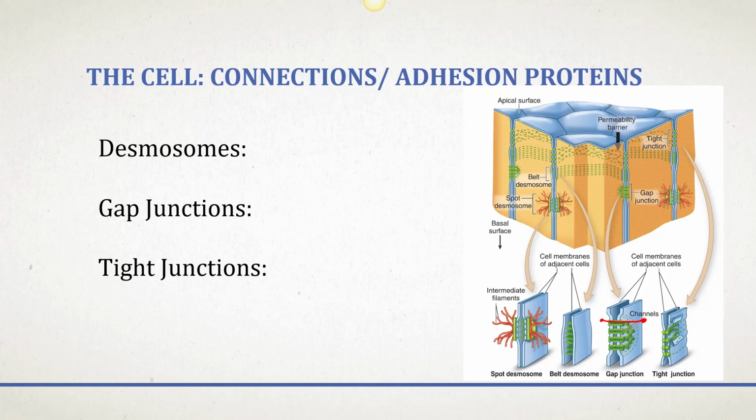With tight junctions, the cells are kind of sewn together. So when they're sewn together in this manner, nothing can pass between the two cells. These are numerous in the blood-brain barrier because we don't want just any old substance being able to pass from the blood into the brain. So we have tight junctions there, which prevent the movement of substances between cells.